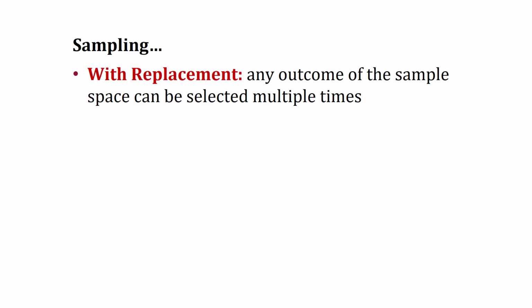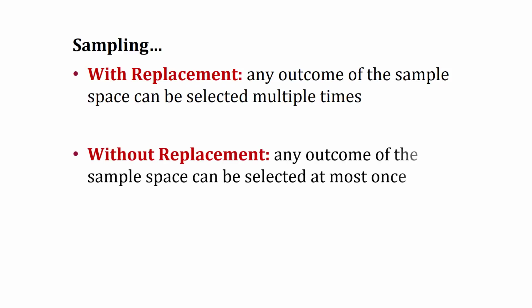If I sample with replacement, after I've pulled out an outcome, I put it back in, and it can be selected again and again and again. So any outcome from the sample space can be selected multiple times if I'm sampling with replacement. If I'm sampling without replacement, then once it's out, it's out. Any outcome can only be selected at a maximum of once.